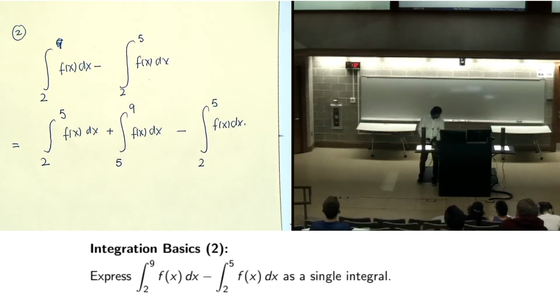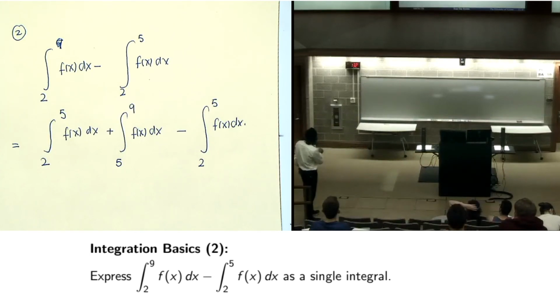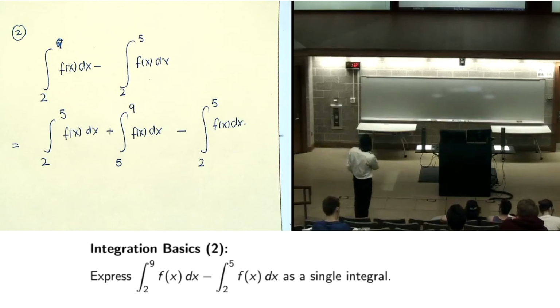You see what I did, basically? I took the first integral and broke it into two pieces. The point 5 is in between 2 and 9. This point has to be in between, otherwise you can't break it into something else. So 2 to 5, and then I write 5 to 9. Then the addition sign is there. If the point is in between, there is always an addition sign.